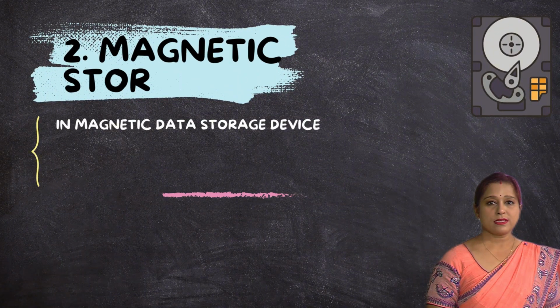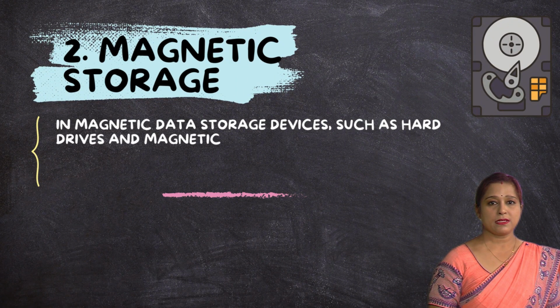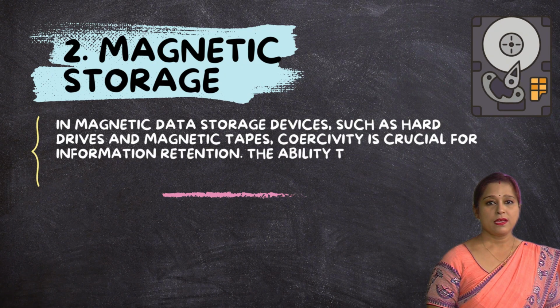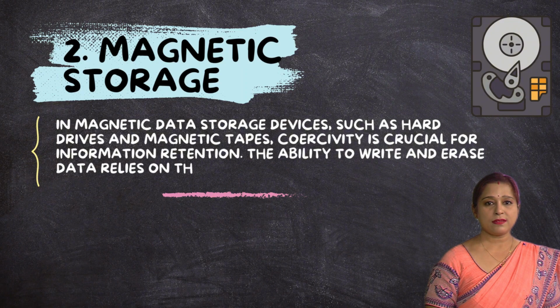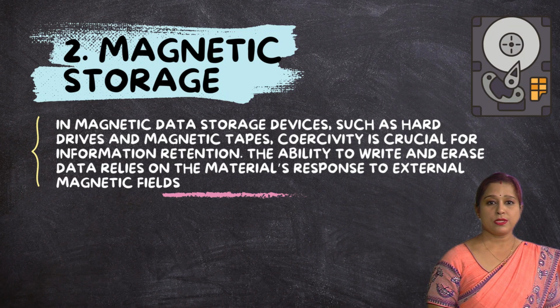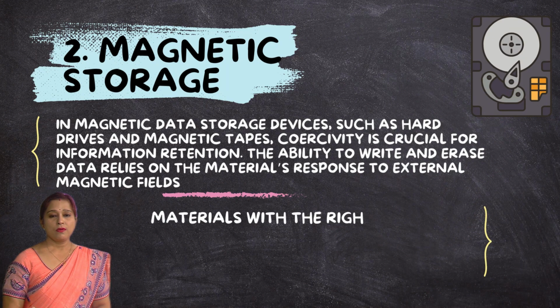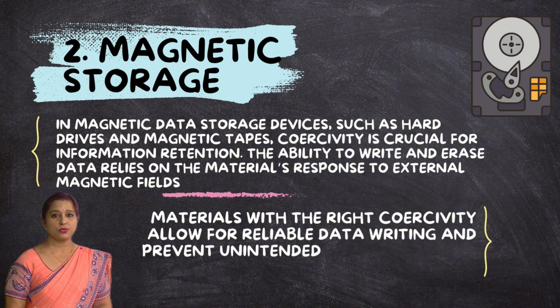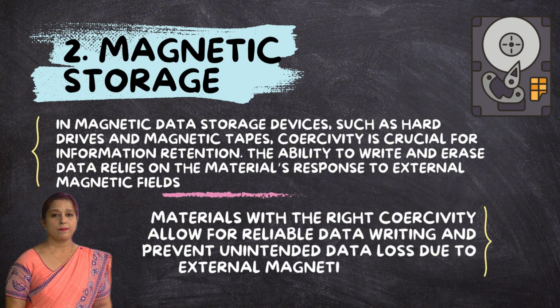In magnetic data storage devices such as hard drives and magnetic tapes, coercivity is crucial for information retention. The ability to write and erase data relies on the material's response to external magnetic fields. Materials with the right coercivity allow for reliable data writing and prevent unintended data loss due to external magnetic interference.